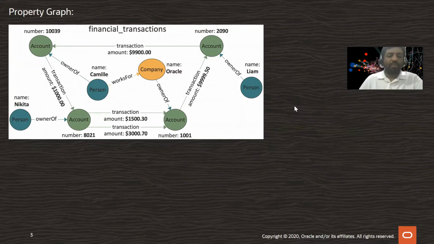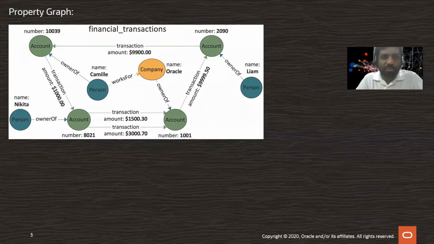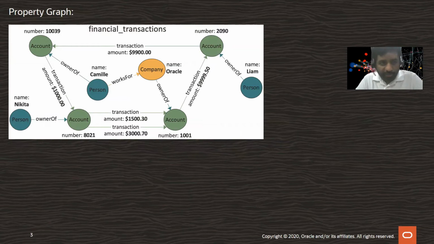Let's take an example of what exactly a property graph is. Before getting into property graph, within Oracle Graph we have two types of offerings: one is the property graph and one is the RDF graph. This session is mostly focusing on property graph. We are not covering the RDF graph. Let's see property graph with an example.